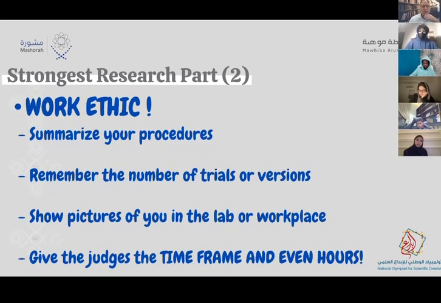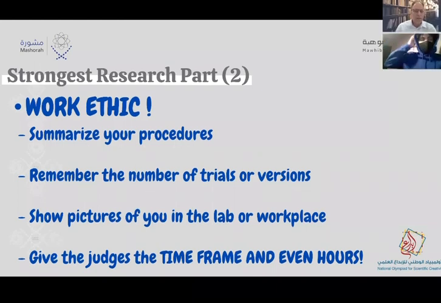The second is work ethic. And what I mean by that is how hard you've worked on your project. And I think the judges should know this. If you look at where this can be put in, it's when you're looking at your procedures, remember the number of trials or the number of versions or how hard you had to work to make your machine learning algorithm more accurate. How many times did you try it and get to your accuracy number? There are different ways, of course, depending on your category, but make sure you let them know how many trials you did and how many versions you used in your prototyping or in your machine learning. Show pictures of you in the lab or workplace.